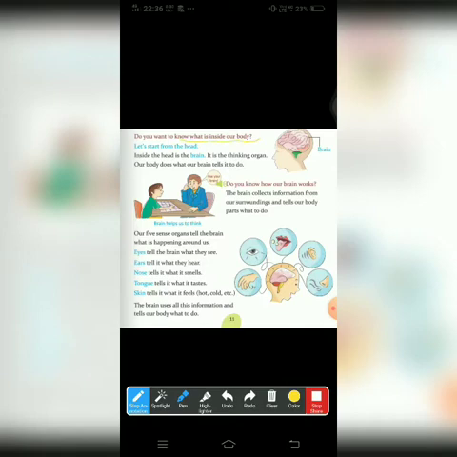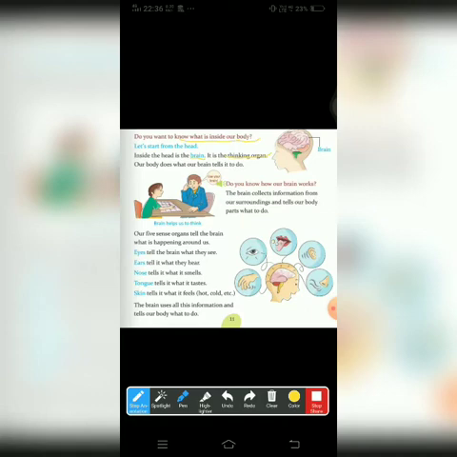Let's start from the head. You all know where the head is? Head is on the top of our body. Inside the head is the brain. The brain is the thinking organ. Thinking organ means it helps us to think.